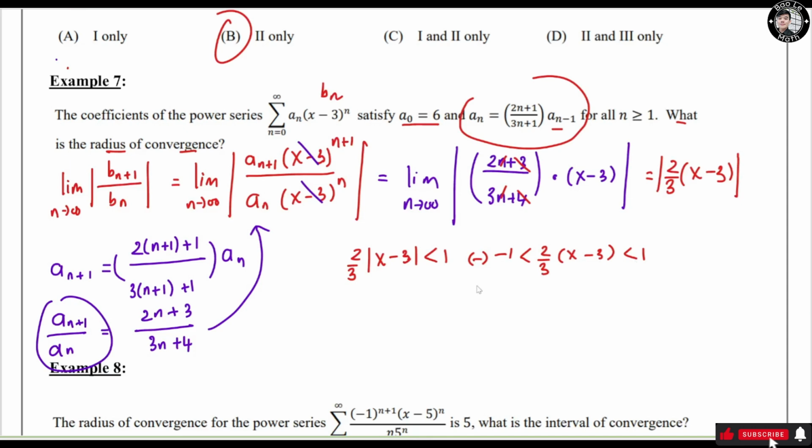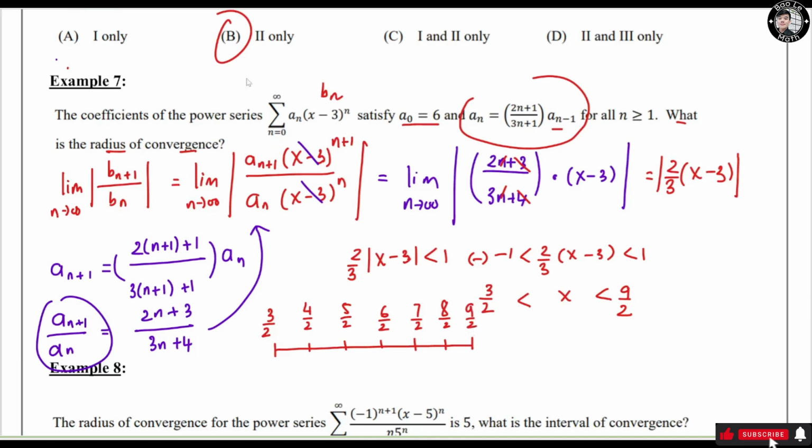So you're going to end up with 3/2 < s < 9/2, right? So we're going to draw the number line, right? So we have, this one is 3 over 2. This one is 4 over 2. 5 over 2. 6 over 2. 7 over 2. 8 over 2. And finally, 9 over 2, right?